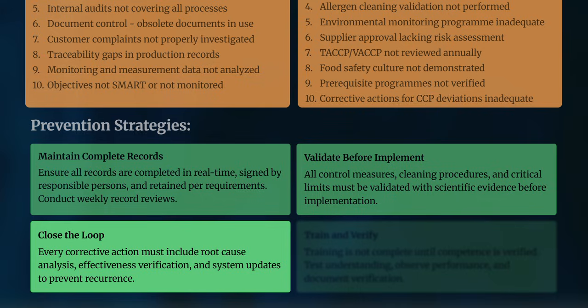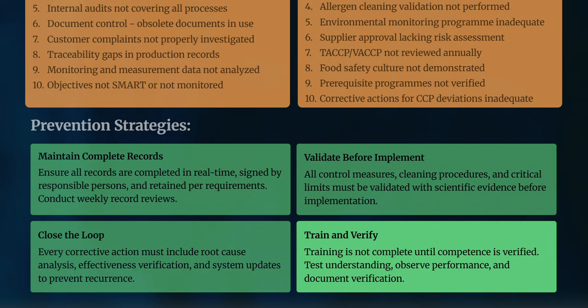Third strategy, you need to close the loop. Every corrective action must include root cause analysis, effectiveness verification, and system updates to prevent recurrence. The fourth strategy, you need to train and verify. Training is not complete until competence is verified. Test understanding, observe performance, and document verification. These are the strategies. If you follow them, you will avoid those top 10 findings in those standards.